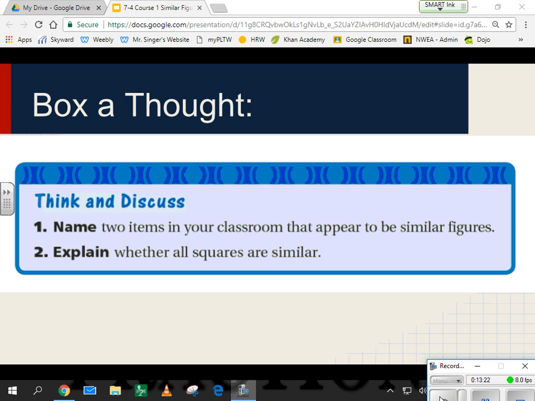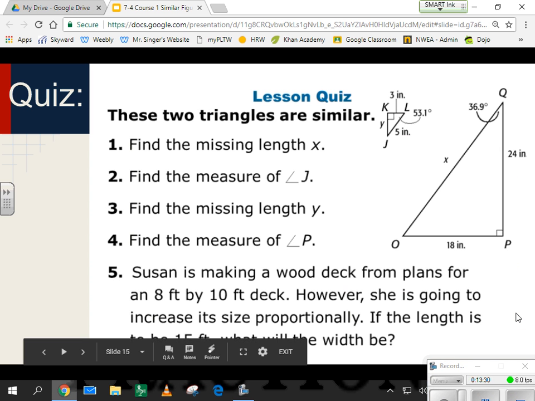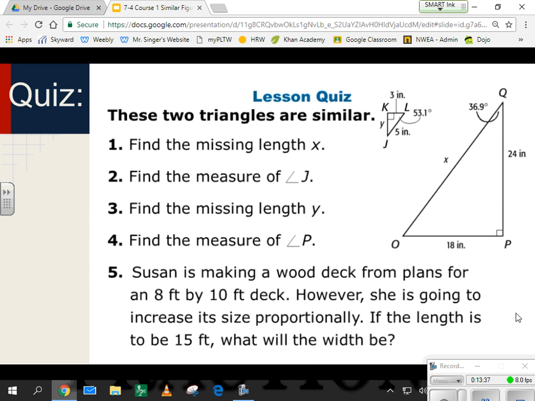We're in the home stretch. I have 2 box of thought problems I want you to do. Go ahead and answer these. And here is your quiz. You have 5 questions. You'll see that for these 2 triangles, they're going to help to answer the questions 1, 2, 3, and 4. And then number 5 is on your own. Good luck. We'll see you next time in our next video.